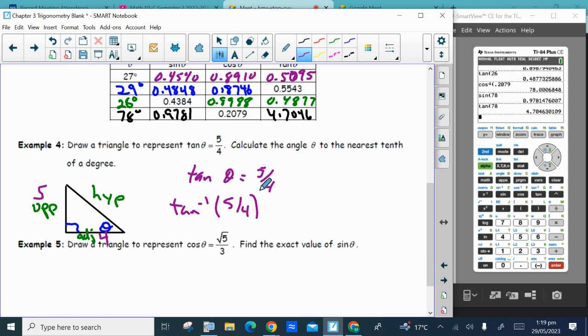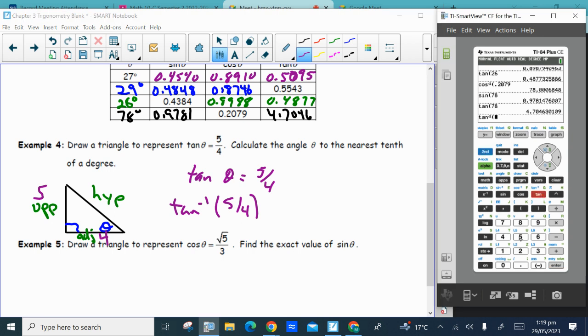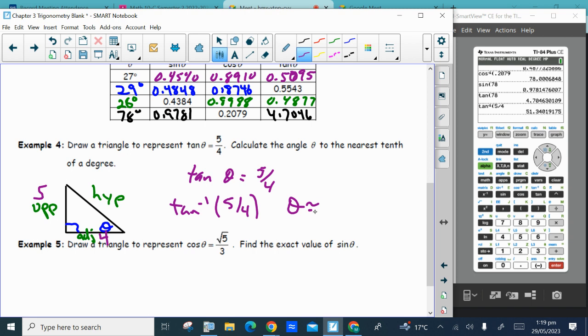Instead of the tan of theta equaling 5/4, if you wanted to, you could take your calculator and divide 5 by 4. That would give you 1.25. So it's no different than we have been doing. To find out what theta is, we would go second function tan of 5/4. To the nearest tenth of a degree, theta would be 51.3 degrees.